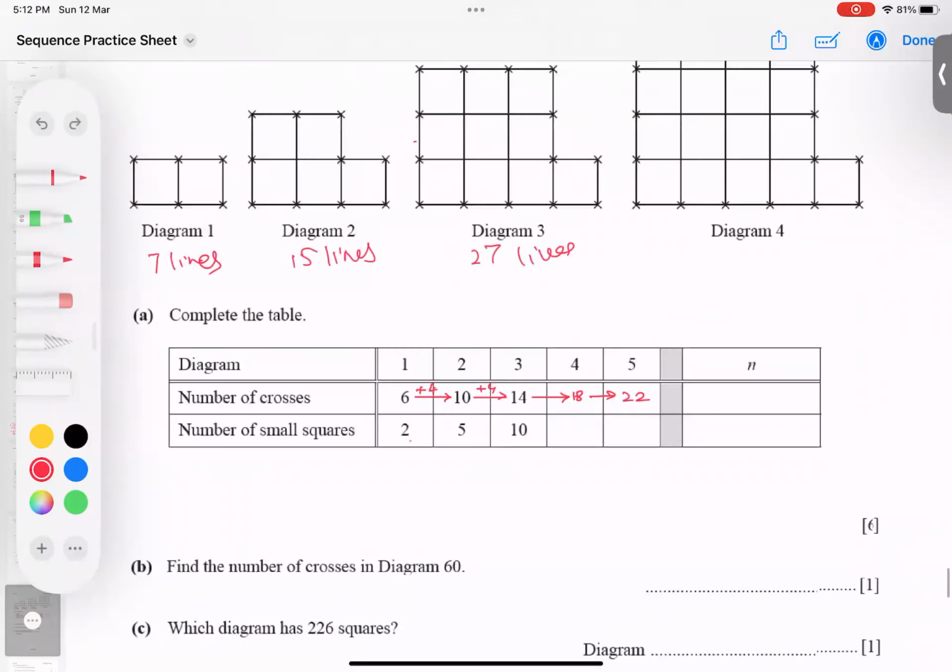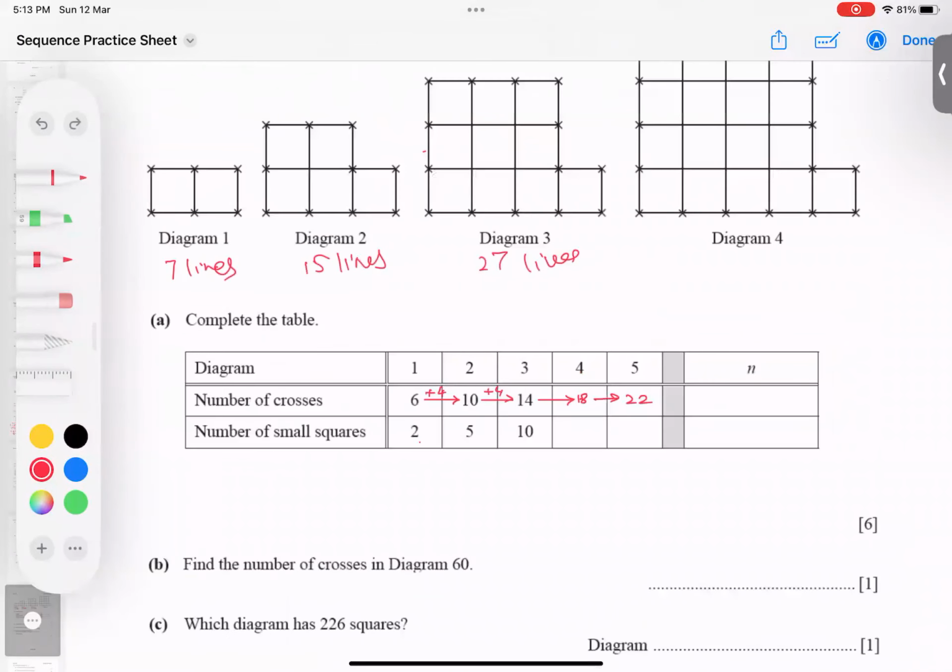First of all, I find the nth term of the sequence. So what is a? A is 6. What is the common difference? 10 minus 6 gives you 4. And you all know the formula: Tn equals a plus n minus 1 into d.